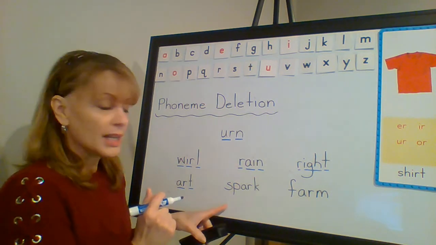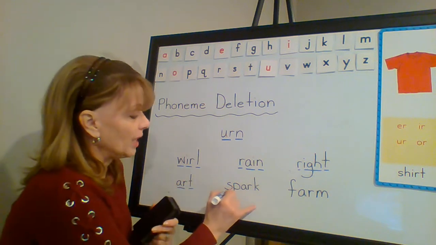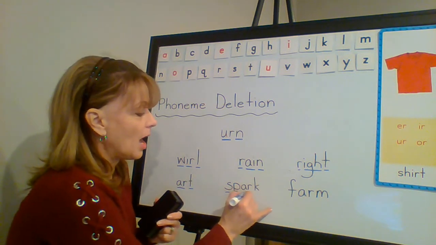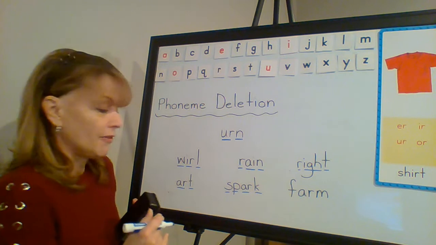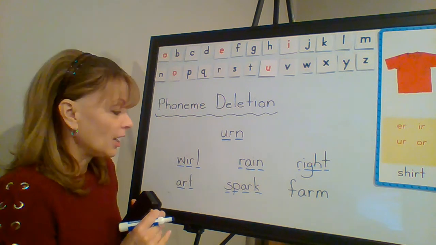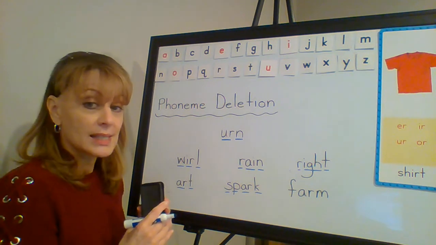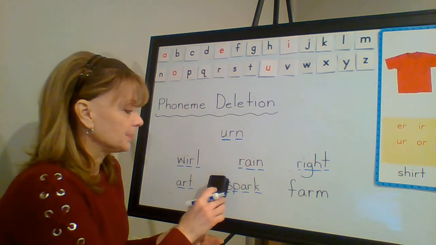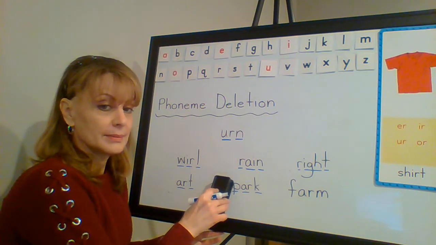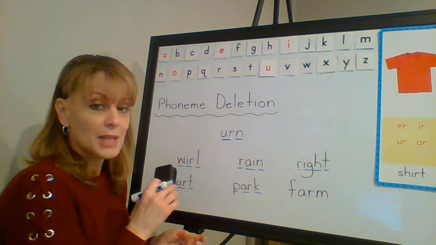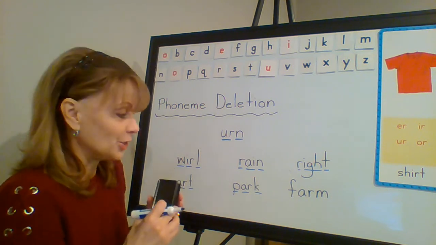The next word is spark. We have s, p, ar, k. 4 phonemes. If I take off the first phoneme, the s, what do I get? Did you say park? Good job.